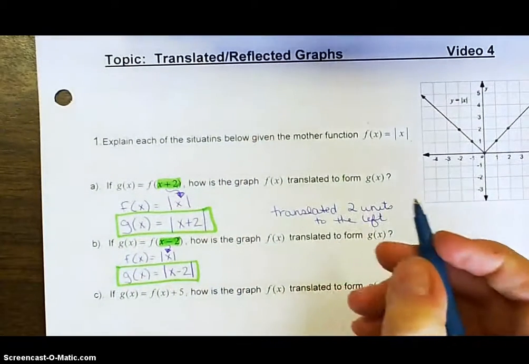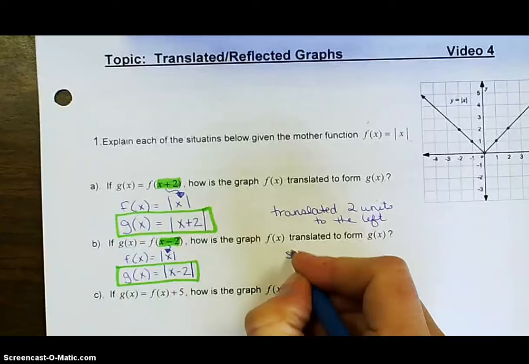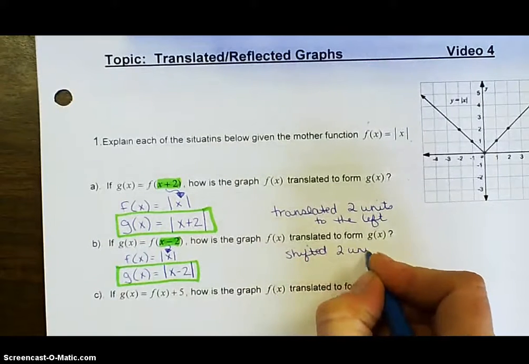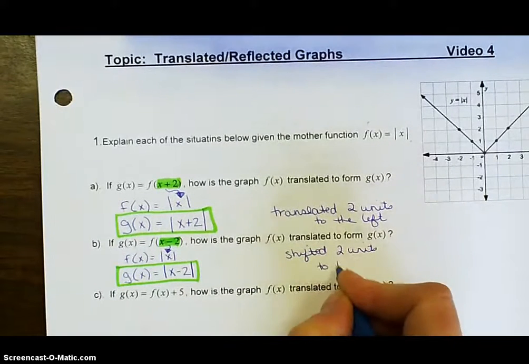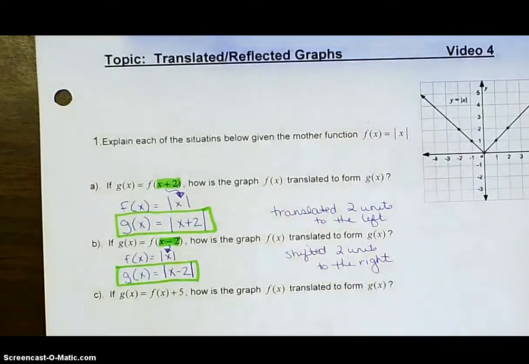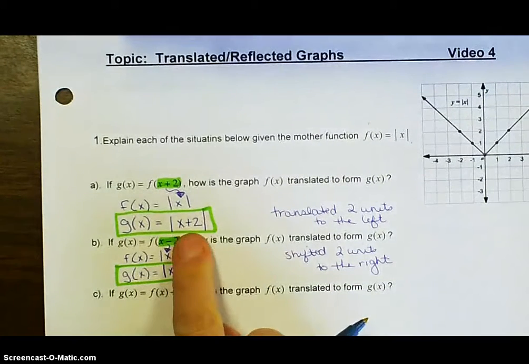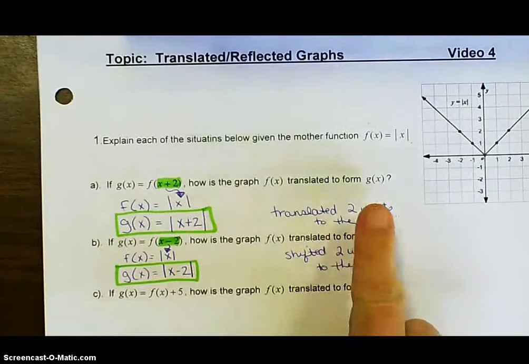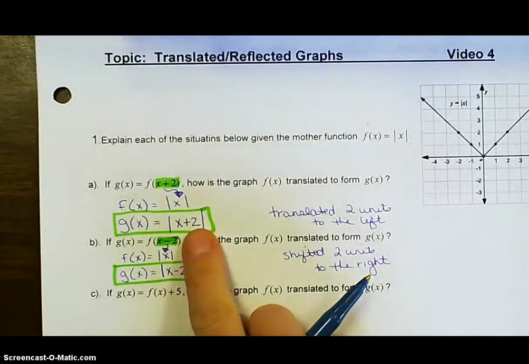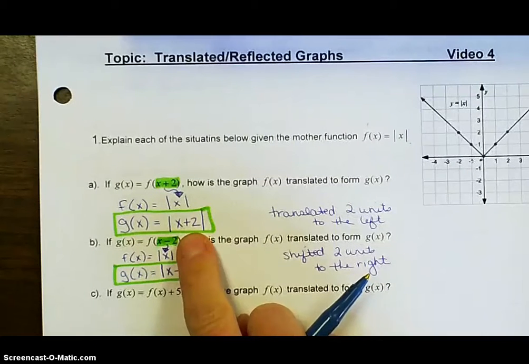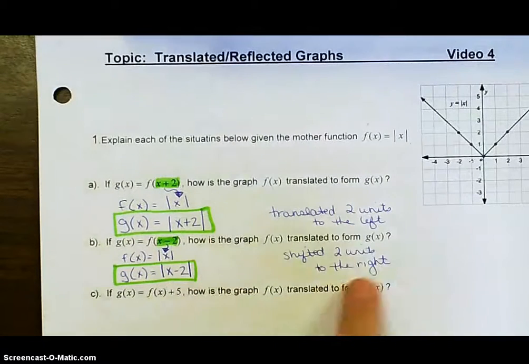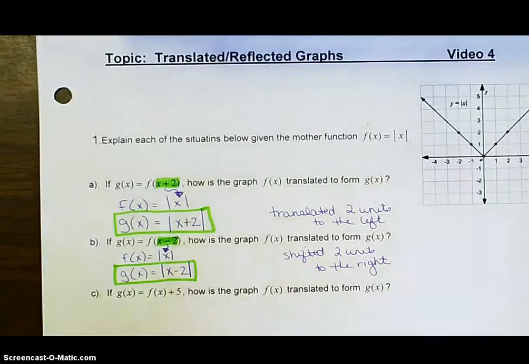So we can write translated, or we can write that it shifted 2 units to the right. All right, so when we add 2 inside of the function, it moves 2 units to the left. Now in our heads, usually we think that that's going to go to the right, but because it's inside, it's doing the opposite, so it goes to the left. And if we subtract, it's going to go to the right.